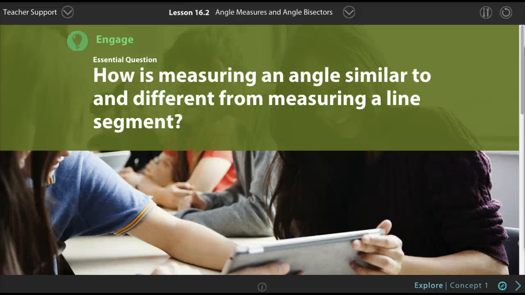Yay! Another very easy lesson. Start out by copying this right here. Essential question: How is measuring an angle similar to and different from measuring a line segment?